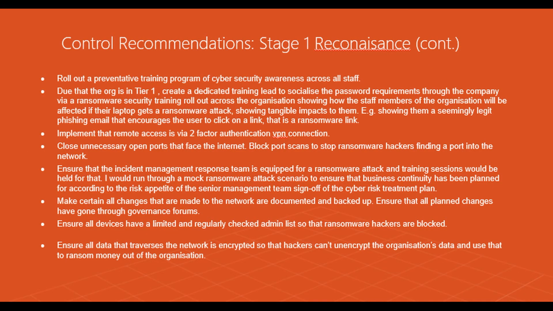Control recommendation stage 1 reconnaissance continued. So preventative training will be rolled out across the company. It's a Tier 1 organisation, so dedicated training lead to socialise all the cybersecurity awareness. Ensuring access is two-factor authentication, but also making sure all networks are up to date and ports that are facing the internet are shut. Ensuring the major incident management response team is equipped to be able to handle this. Making sure all changes to the network have gone through governance forums, but is also documented. Making sure all data that goes through the network is encrypted.